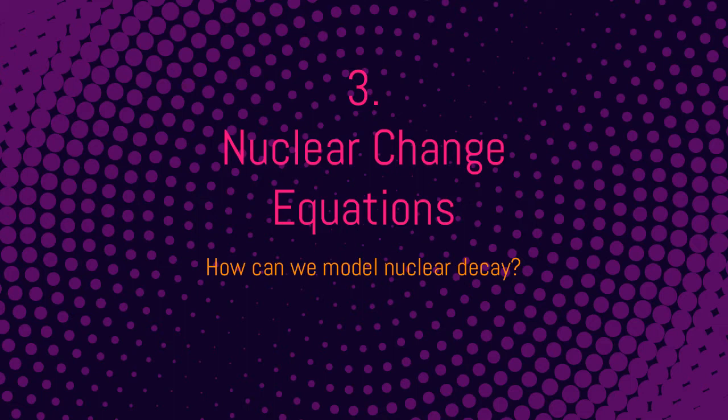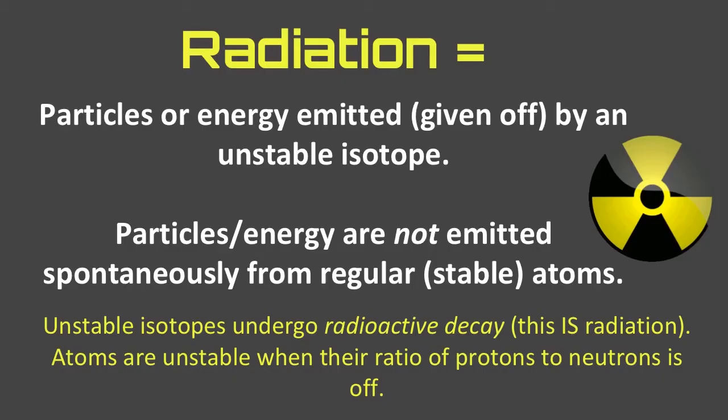So nuclear change equations. We want to be able to model nuclear decay without having to draw out sample atoms, especially as we're talking about really large nuclei. So we need a way to do that without having to draw them. Now, nuclear change equations are modeling what's called radiation. Radiation is when particles or energy are emitted or given off by an unstable isotope.